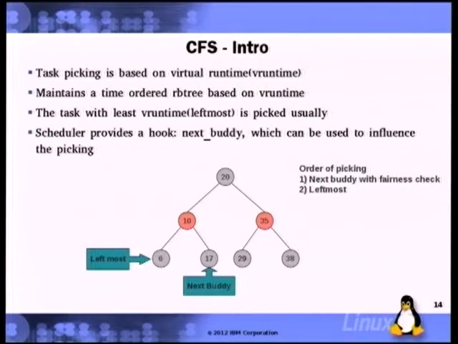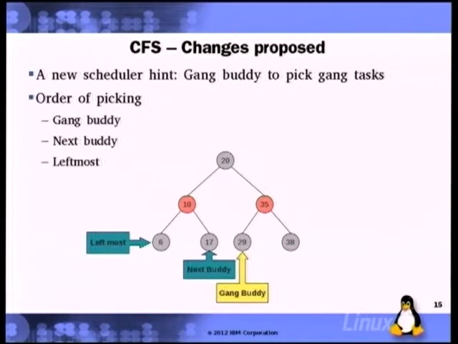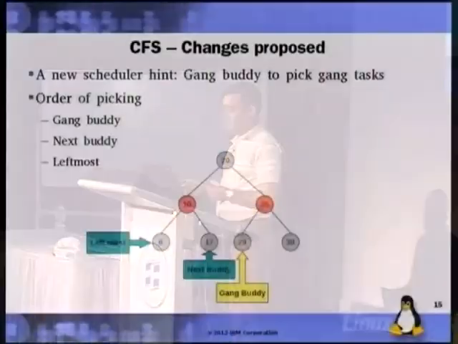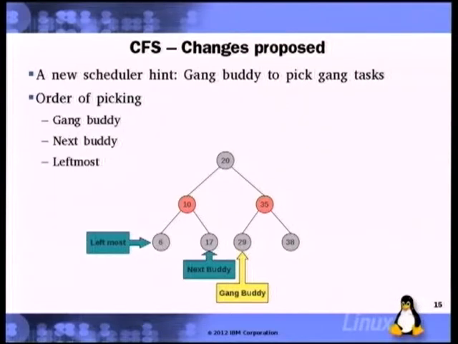So what are the changes that we are proposing for gang scheduling? We are adding a hint called gang buddy. Gang buddy would pick gang tasks unconditionally. The reason is we need to make sure that all the tasks come simultaneously on all the CPUs because they are running on different CPUs. So the order changes here: the first thing would be the gang buddy if it is set. Next would be the next buddy with the fairness check, and the default case, if neither is set, is leftmost.